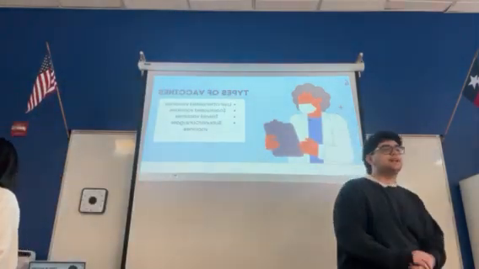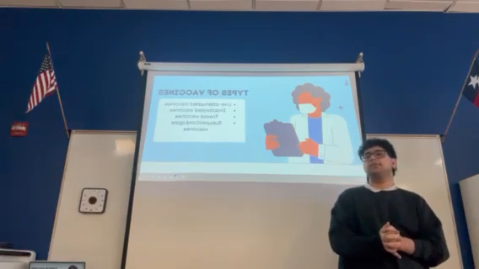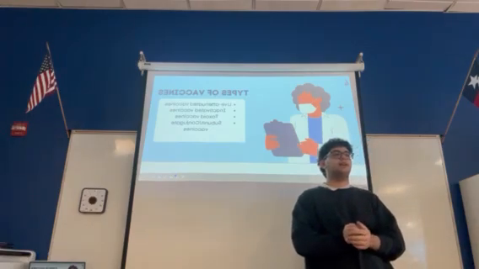So there are 4 types of vaccines: live attenuated vaccines, inactivated or killed vaccines, subunit and conjugate vaccines, and toxoid vaccines.